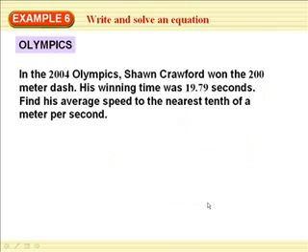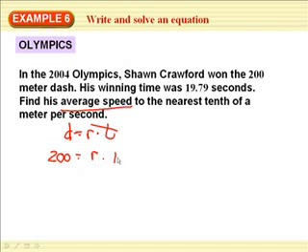Okay, the last example, example number 6. In the 2004 Olympics, Sean Crawford won the 200-meter dash. His winning time was 19.79 seconds. Find his average speed to the nearest tenth of a meter per second. His average speed. So this is distance equals rate times time. He went 200 meters is his distance. We want to find his speed, which is his rate, and 19.79 seconds. So that's R times 19.79.